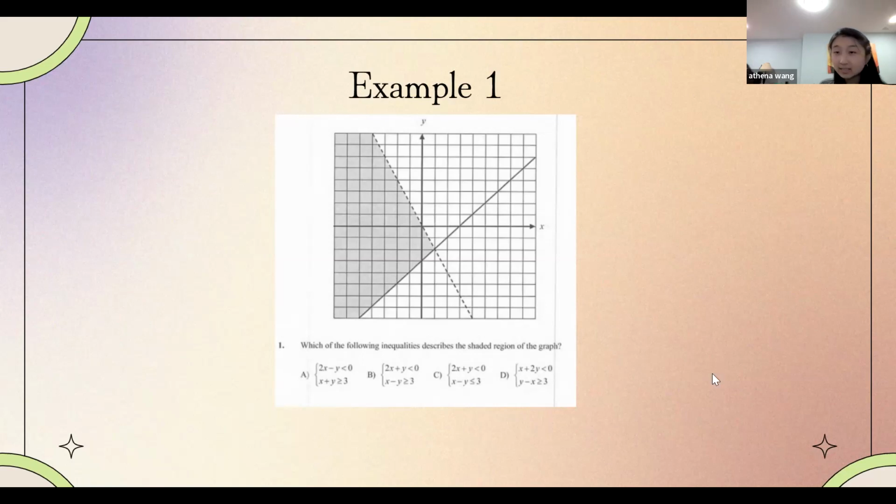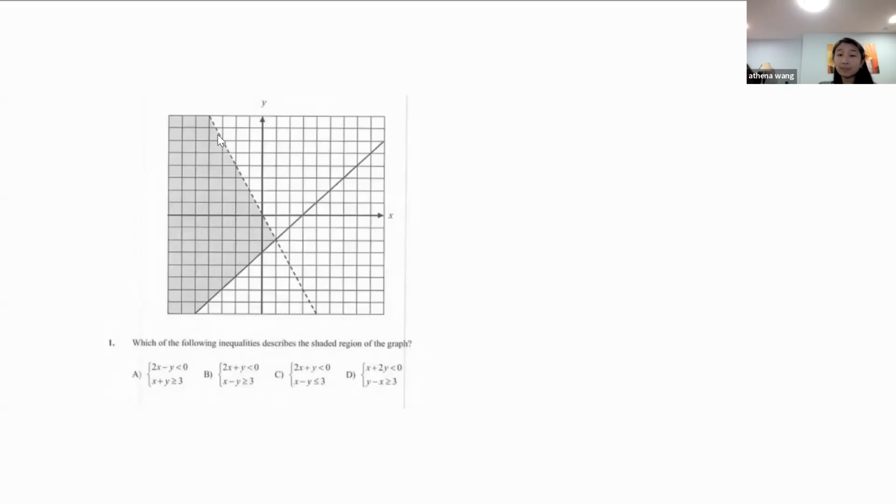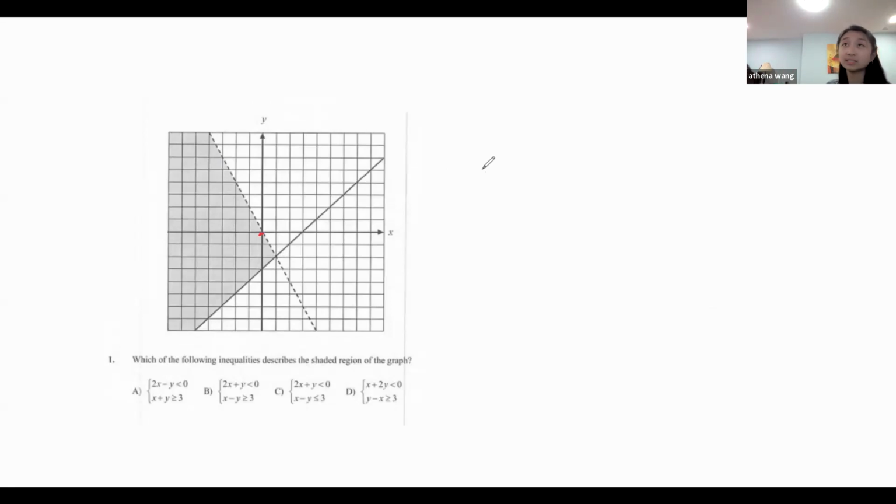Okay, so the 2 minutes have passed, and the answer was C. So the trick to this one is to first find the equations of the lines in terms of y, and I'm going to use the point slope form again because I like using it. So let's first find the dotted line. We know that it passes through (0, 0). This is like the easiest point to have.